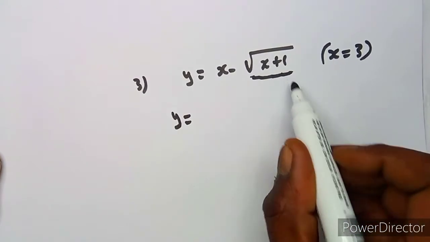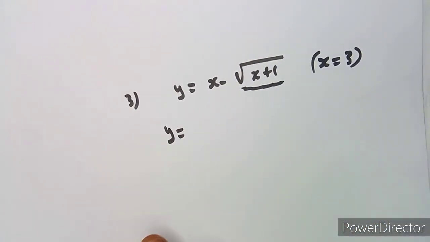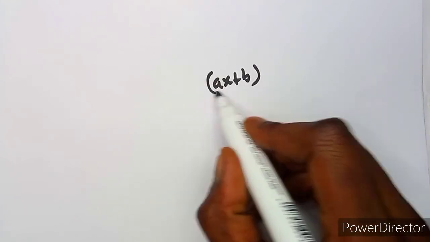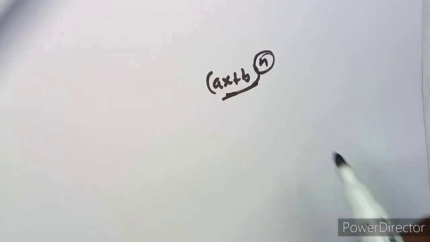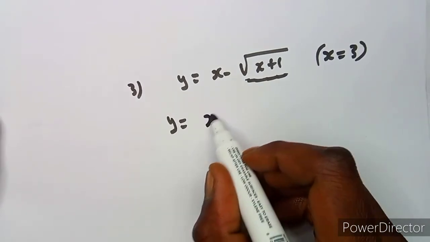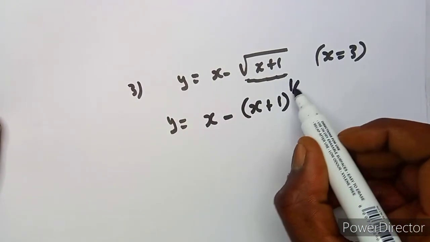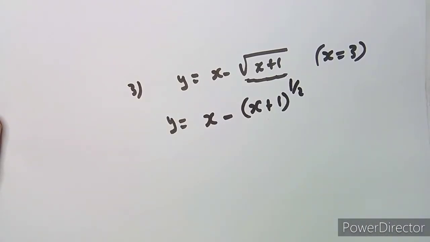Remember, we said for square root, the derivative of this format, x plus b to the exponent of n. So we need to write in terms of an exponent. So it's going to be x minus x plus 1 to the exponent of a half. Remember, I explained this. Square root means to the exponent of a half.